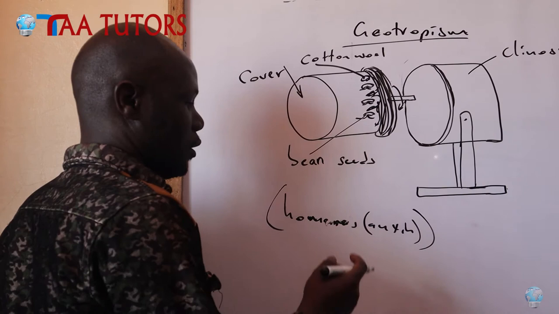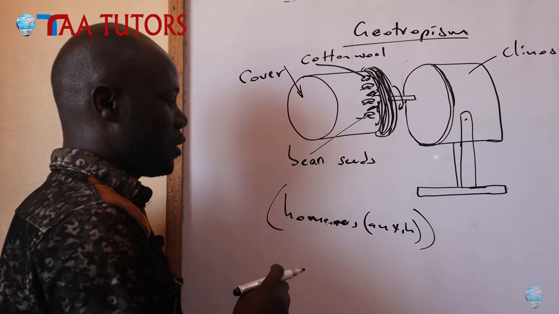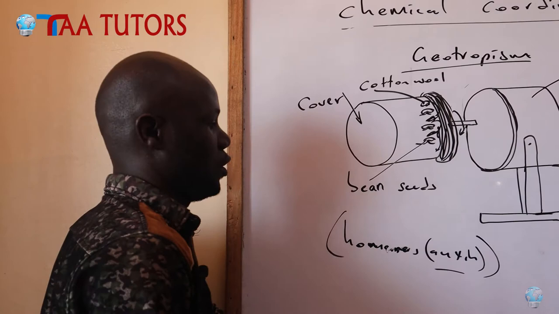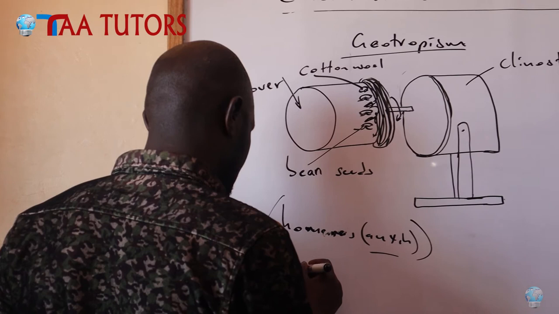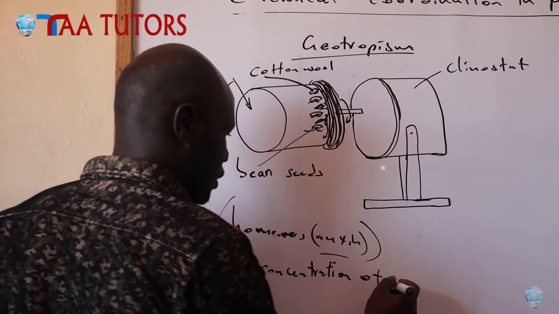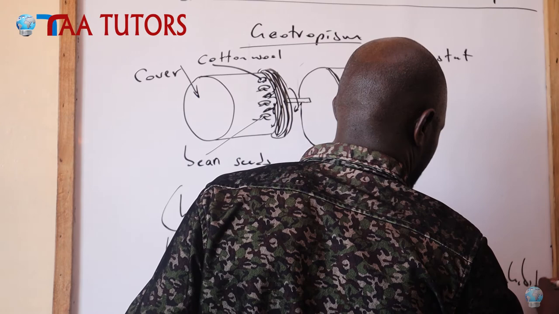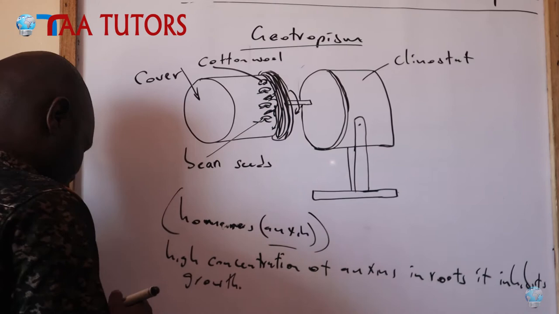Now in the first response that we are talking about, phototropism, we saw that the high concentration of auxins was influencing the cell division on the shoot. That was the main idea. Now how does this particular hormone influence the growth in the roots? Now I want you to note that when there is a high concentration of auxins in roots, it inhibits growth.